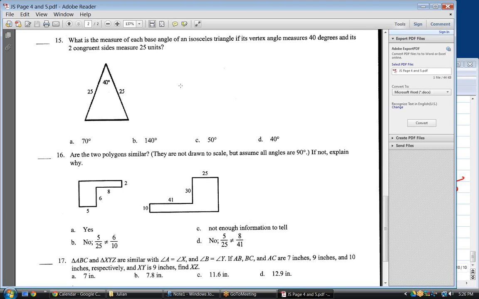90? Add them all up and see if that's 180. That answer isn't on there. 60? That answer's not on there either. It's not 40. Okay, you're correct, it's 70. Because 70 plus 70 is 140, plus 40 is 180.